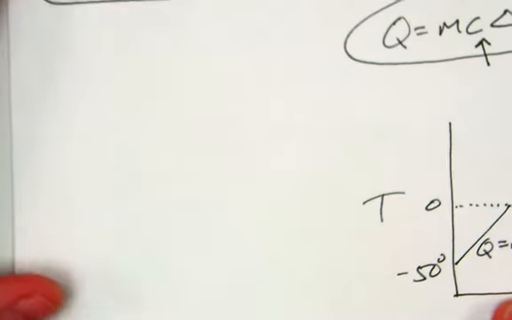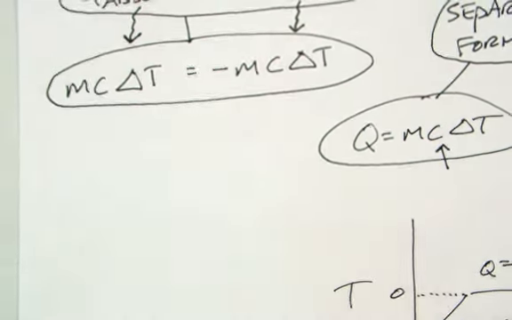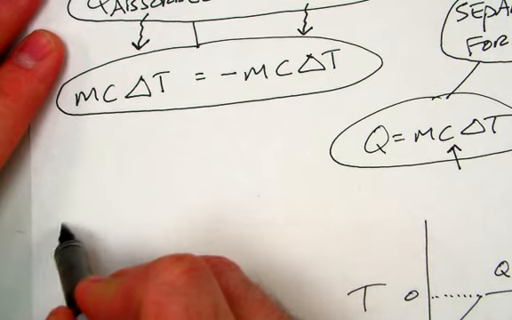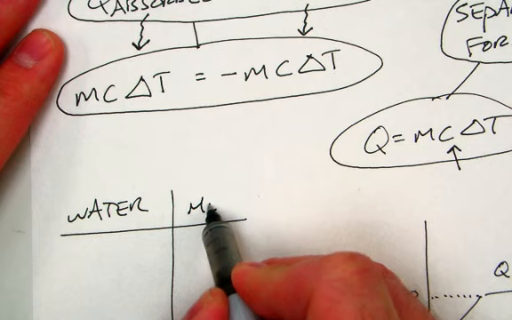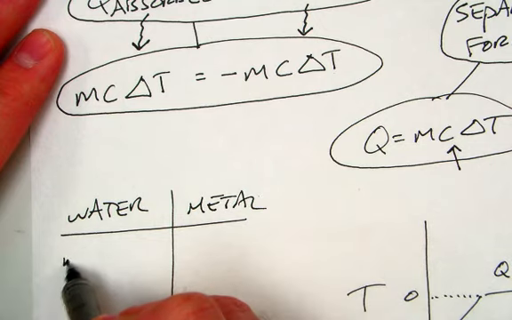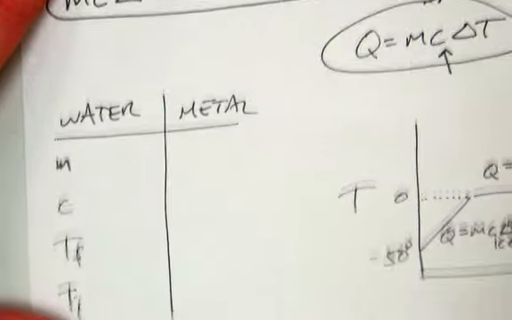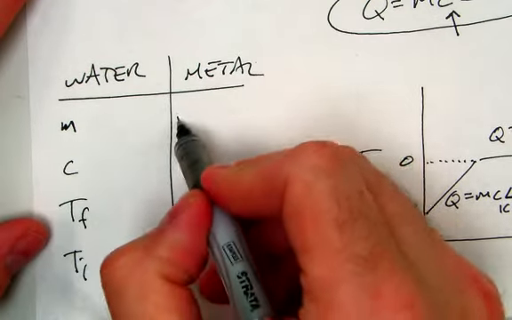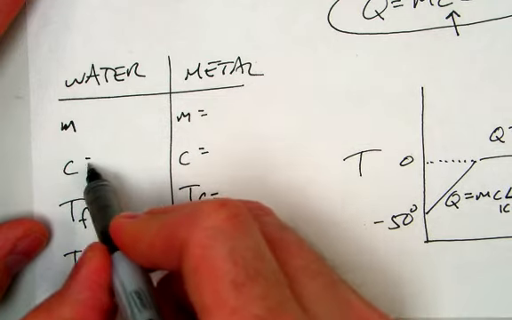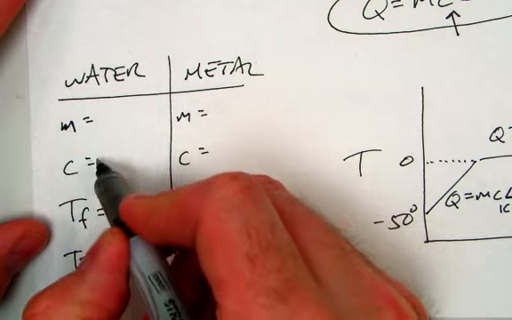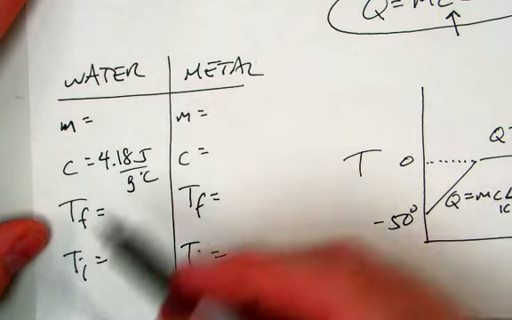For your heat calcs involving Q equals MC delta T, your T chart is usually going to look like this: you'll have water on one side, and then you have your metal on the other, and you're going to have M, C, T final, T initial on both sides. Sorry about that. Here we go. There are things you can automatically fill in here. The specific heat of water we know. And from the problem, you're going to have to identify everything else.